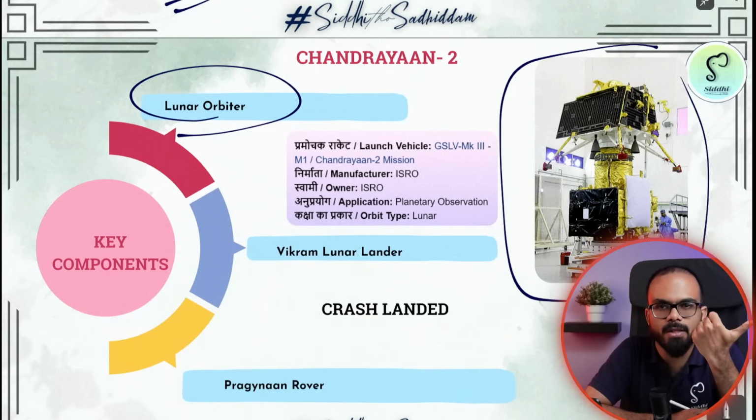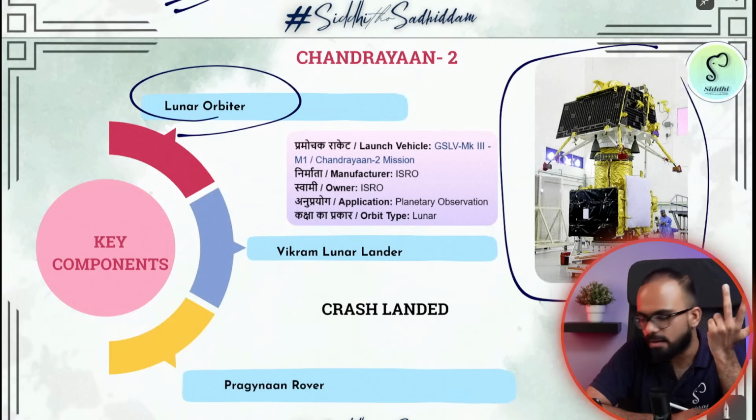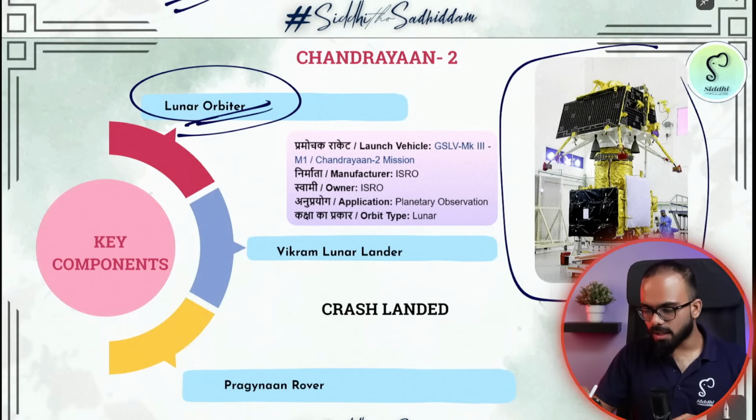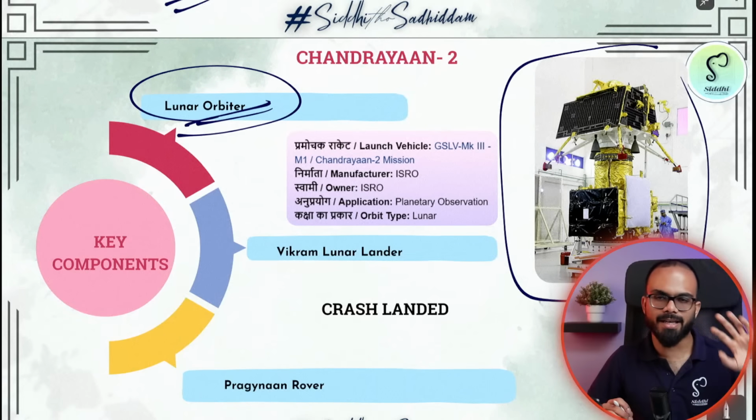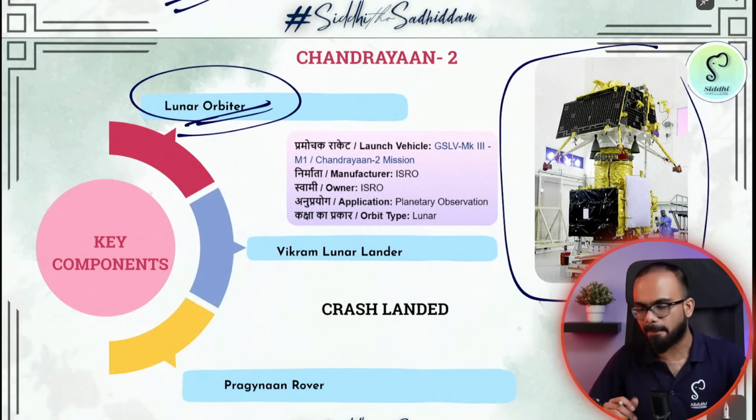To study the atmosphere, to take images, to take photographs, right? So Chandrayaan 2 had a lunar orbiter. No, there is no landing in Chandrayaan 1. It was a hard landing. It was just to understand the impact. That's it. Chandrayaan 1 is not landing.